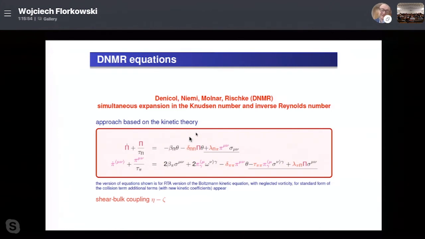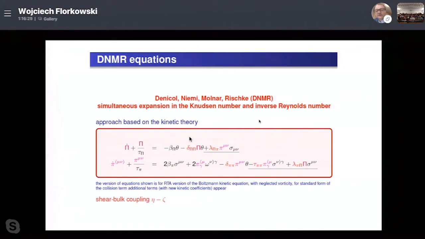I would say that the most extended and rigorous approach to derive hydrodynamics from the Boltzmann kinetic equation was done in Frankfurt in the group of Rischke and collaborators. There was actually a group of four people working, and they wrote a series of papers about how to derive hydrodynamics from the kinetic theory. These are Denicol, Niemi, Molnar, Rischke. So we have another acronym, DNMR, which appears in the literature.